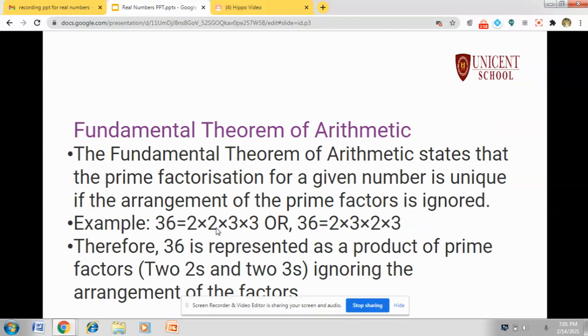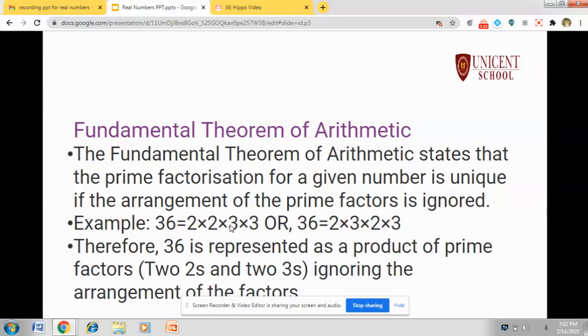Fundamental theorem of arithmetic. This theorem states that the prime factorization of a given number is unique if the arrangement of the prime factors is ignored. If we ignore the arrangement of the prime factorization, then the prime factors are unique.